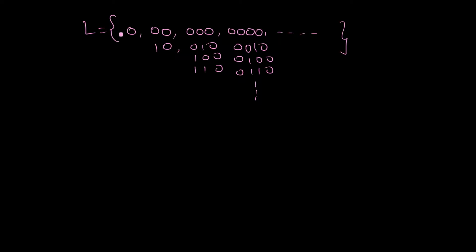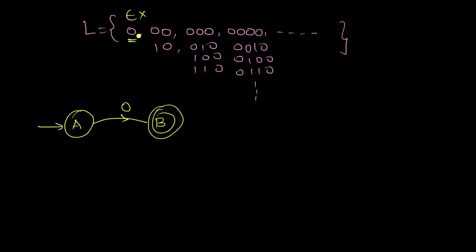So clearly epsilon is not in this language, so our DFA will not have the initial state as a final state, right? Let's say A is our initial state, and since epsilon is not in our language, this is not our final state. Let's say this is the minimal string, and on seeing 0 from A, we go to state B and accept it because 0 is in our language, right?